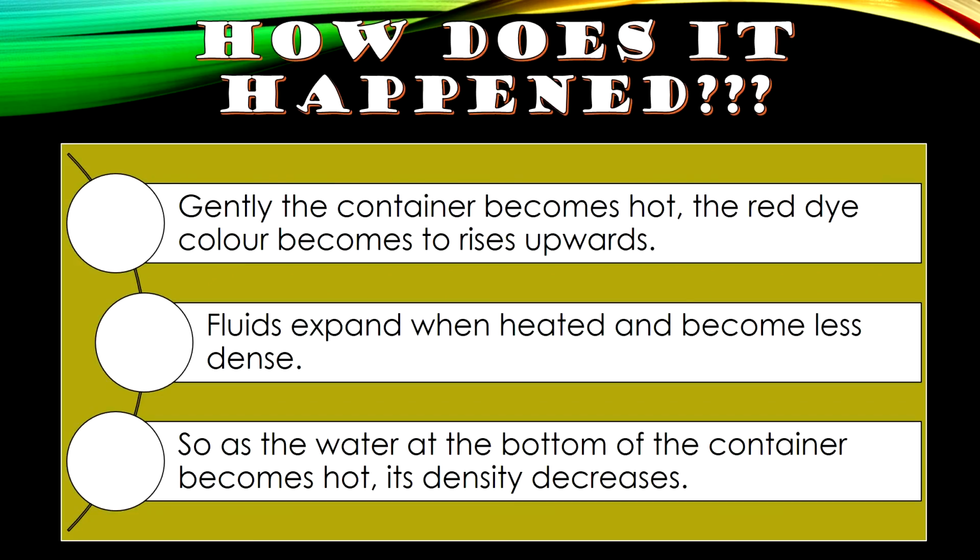So, for the heat convection in liquid experiment, how does it happen? Firstly, gently the container becomes hot. The red dye color begins to rise upwards. The fluids expand when heated and become less dense. So, as the water at the bottom of the container becomes hot, its density decreases.